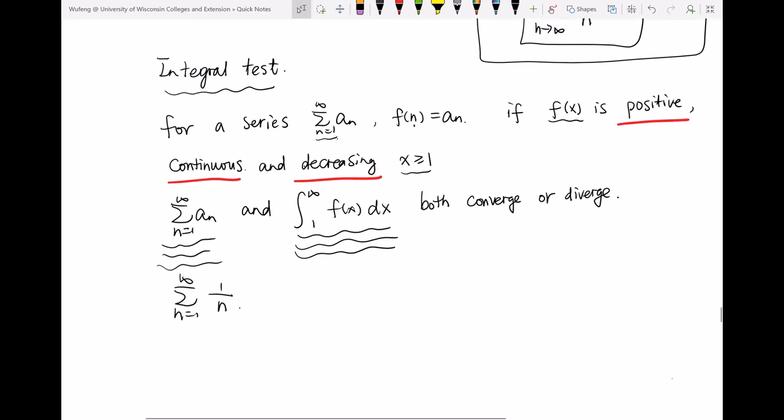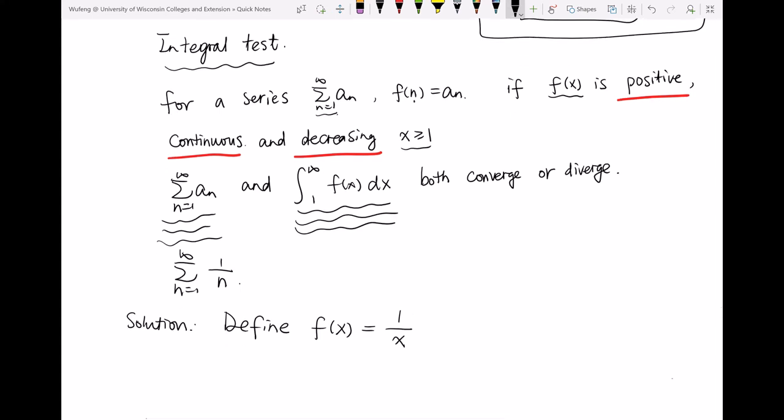So let's see, for this series, we test if it converges or diverges. So first, define f(x) equals 1 over x. Okay, we define f(x) equals 1 over x.